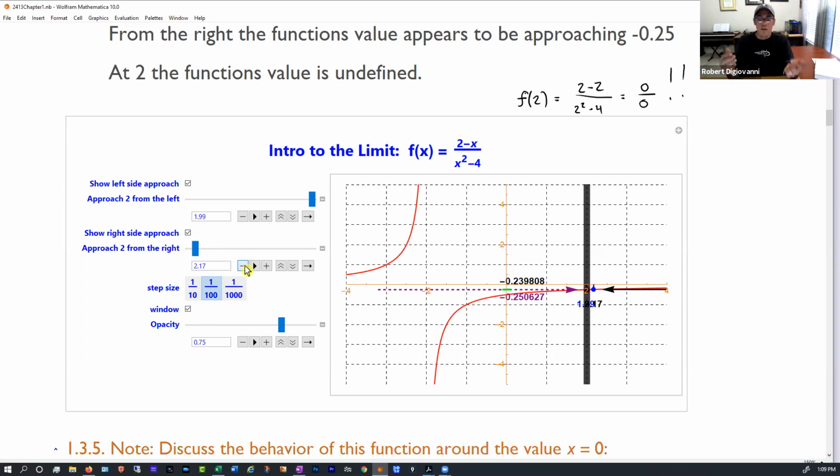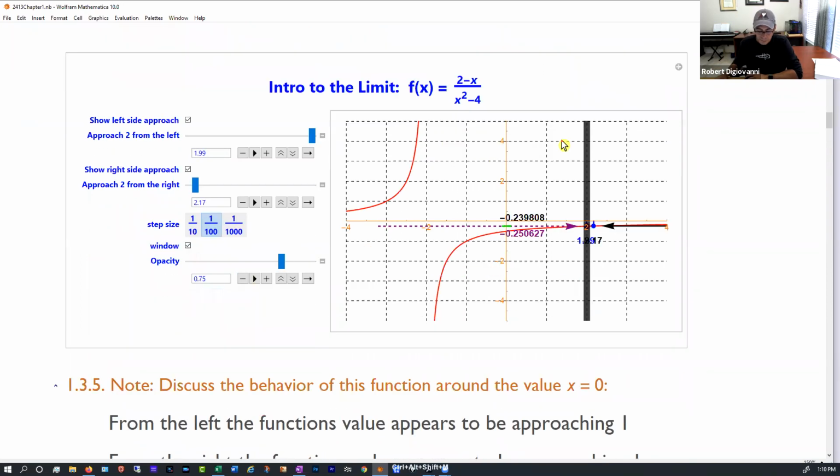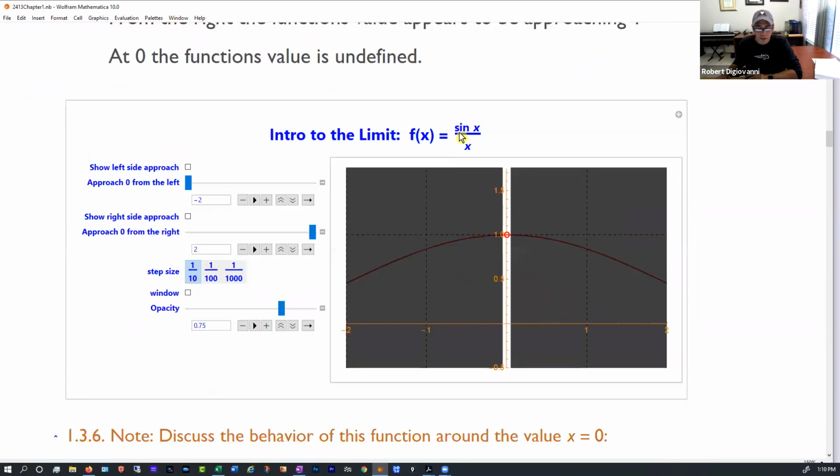So this is another scenario. From the left, the function is approaching negative 0.25. From the right, it's approaching negative 0.25. But at 2, it's undefined. And at 2 is where we have the 0 over 0. So this is going to be the one that is interesting to us. At the end of the day, this is going to be the type of problem we are most interested in, because we can't plug in 2, but we can still see that a little to the left of 2 and a little to the right of 2, the function is giving us something. It looks like it's approaching negative 0.25. All right, I hope that makes sense. Okay, here's another one. Sine of x over x.